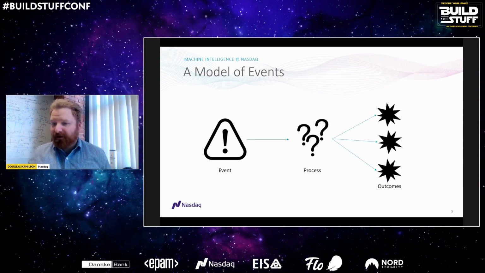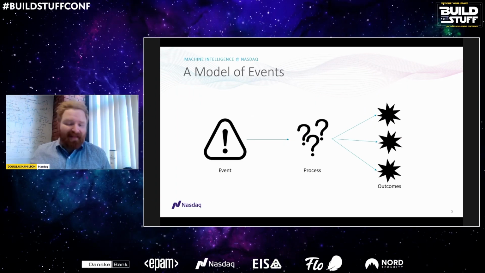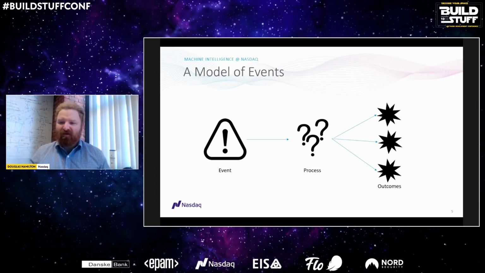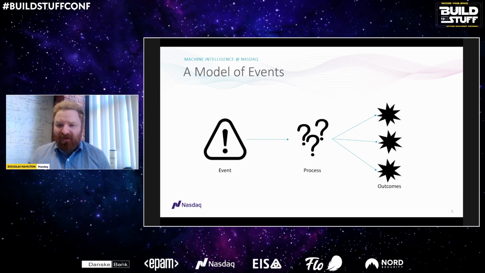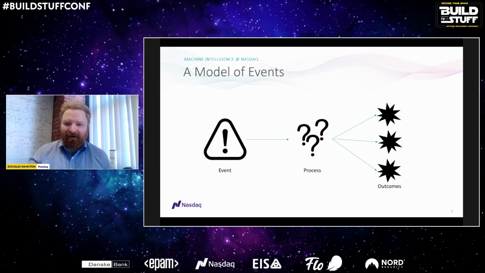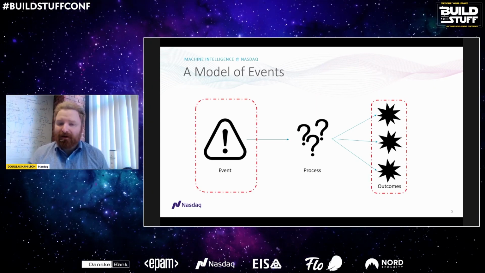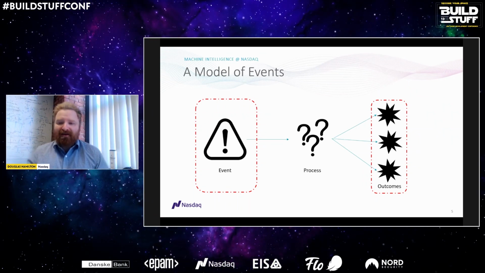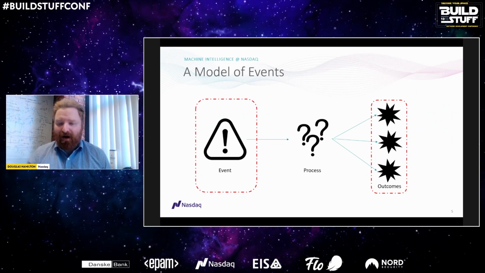We have an event, and then we have a process. And that process can have numerous different sorts of outcomes at different levels of certainty. When you look at the world like this, the process almost doesn't matter. Instead, you focus a lot on the event itself and then the outcomes. You can treat the process like a black box.